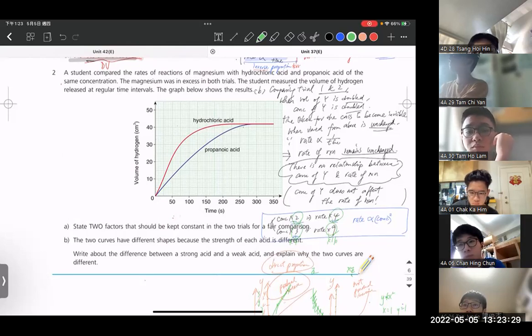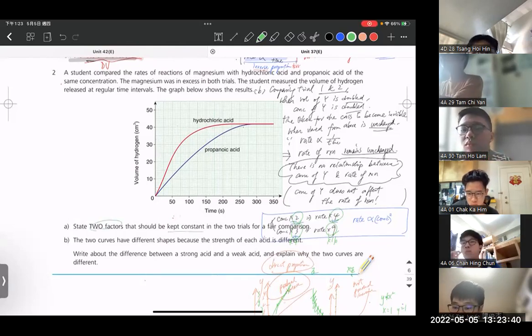Okay, again, testing of fair test, the concept of fair test. Can you write down the 2 factors that should be kept the same in the 2 trials for a fair comparison?